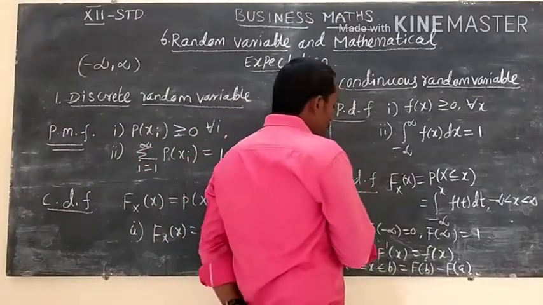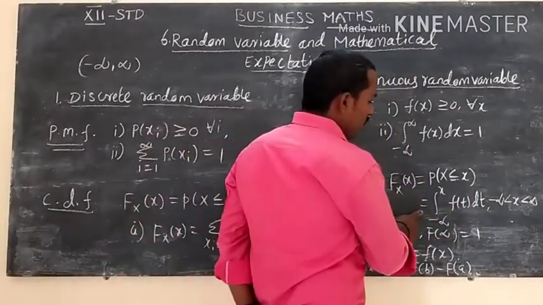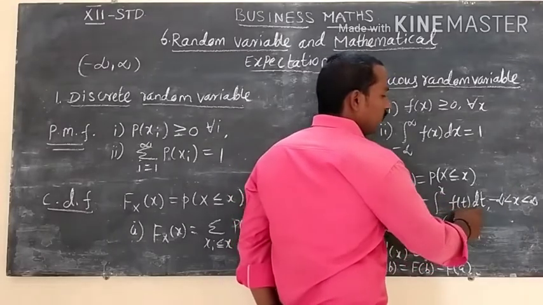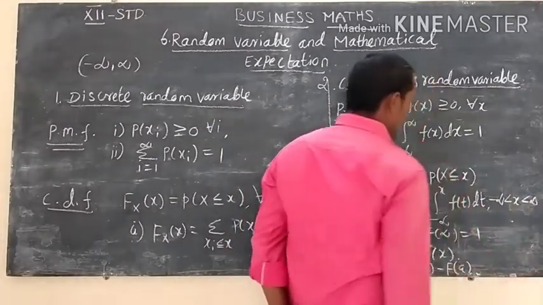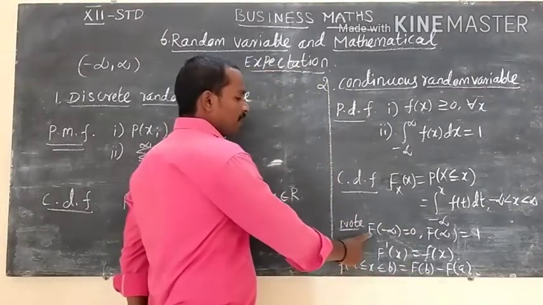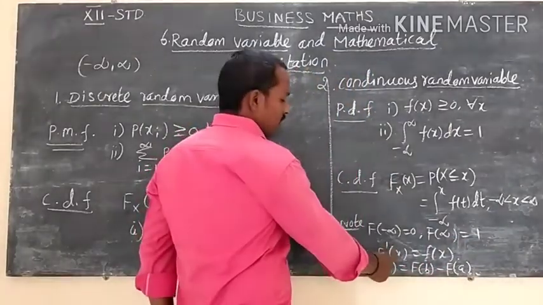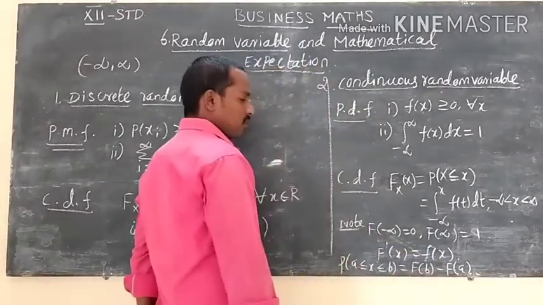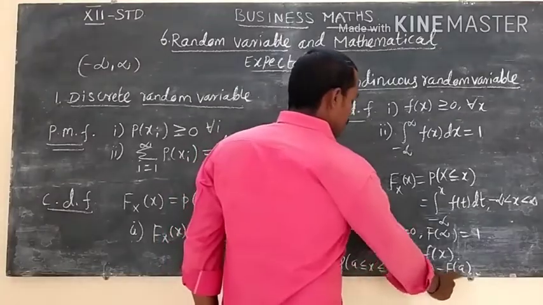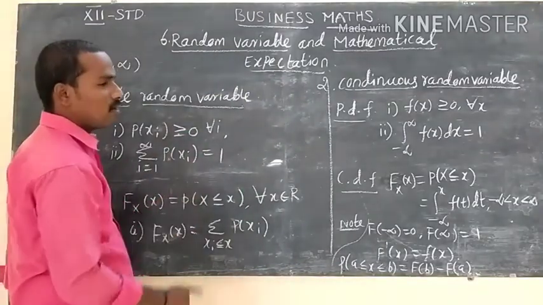Then the cumulative distribution function Fx of x equal to P of X less than or equal to x, the same. The formula is P of X less than or equal to x equal to the integral from minus infinity to x of f of t dt, where x lies between minus infinity and plus infinity. Then, capital F of minus infinity is equal to 0. Capital F of plus infinity equal to 1. Then capital F dash of x equal to small f of x. Then P of a less than or equal to X less than or equal to b equal to F of b minus F of a. These three are very important. Before you start, read all the formulas very well.